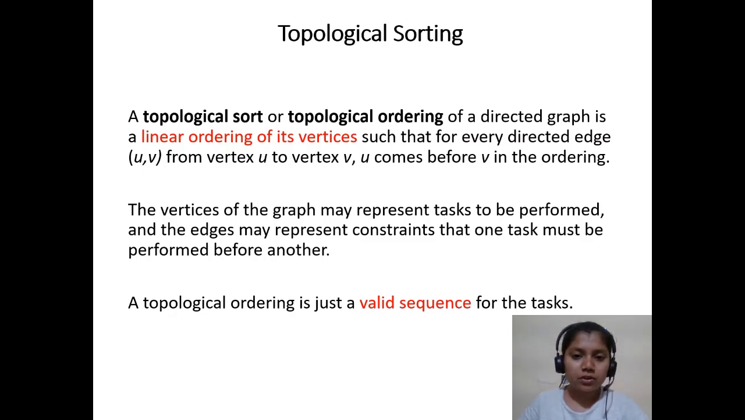A topological sorting or a topological ordering of a directed graph is a linear ordering of its vertices such that for every directed edge (u, v), from vertex u to v, u comes before v in the ordering. The vertices of the graph may represent tasks to be performed, and the edges may represent constraints that one task must be performed before another. A topological sorting is just a valid sequence for the tasks.